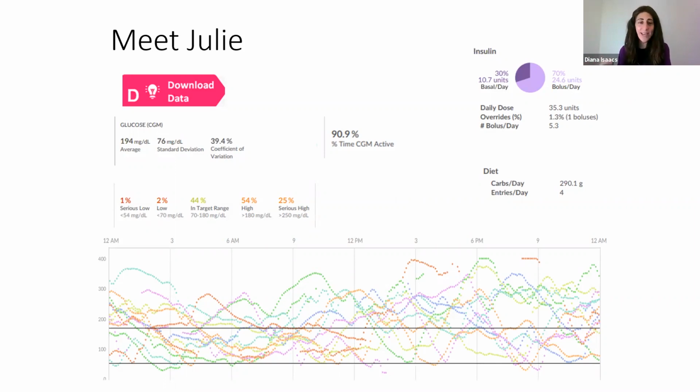So 44% time in range. There's about 3% of the time spent low, and then the rest of the time is spent higher, above 180. When we look at the coefficient of variation, it's 39.4. What that means is that there is a lot of variability, more than we'd like, more extremes from high and low glucose. And then I've got the pump data here. I can see that 30% is given as basal and 70% as bolus. And the person's not overriding the pump settings very often at all, only 1.3% of the time. So that shouldn't be a major issue. And then about 290 grams of carbs entered per day. And the CGM is almost 91% active.